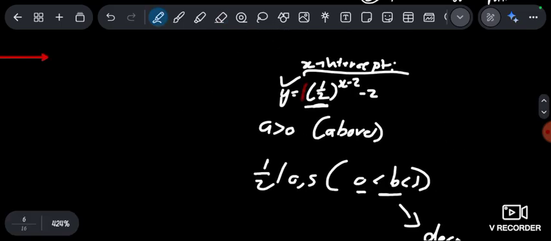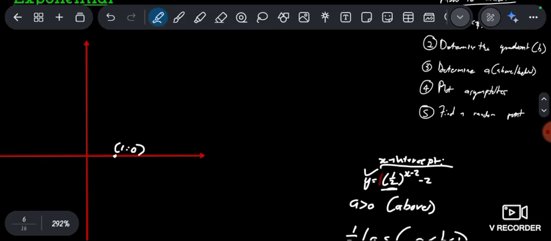Now, we've checked the gradient, it's fine. They say now determine A, you've determined that it's above. Then they say plot the asymptotes.